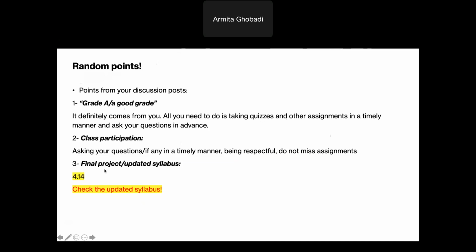And oh, one important point, oh my goodness. One important point here is I updated the syllabus. I put the final project on April 14th. So check your updated syllabus and mark down your calendar for this one. I'm going to do the lecture about 10 days before the due date, and I'm going to post all the necessary material for the final project.